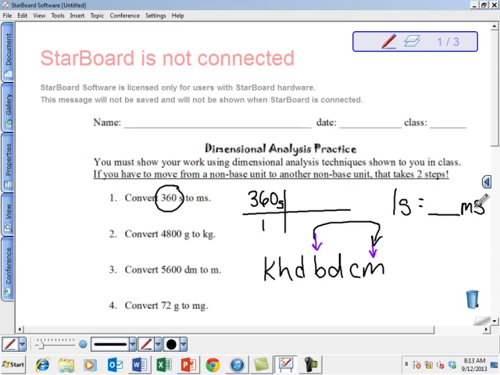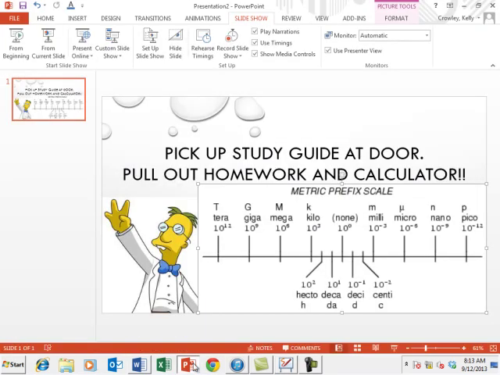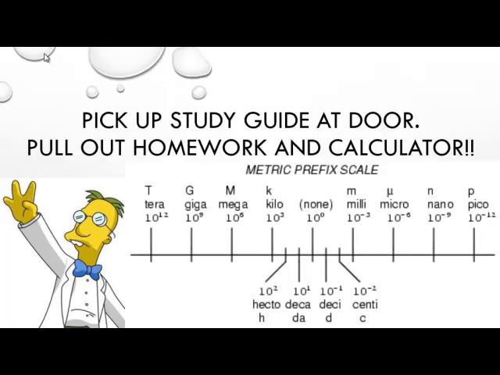How do I know that? Well, I know that milli is really small, right? So if you go back to this and you're looking at milliseconds right here, hold on, let me just do a quick picture.